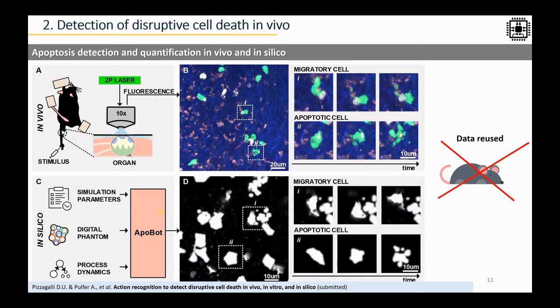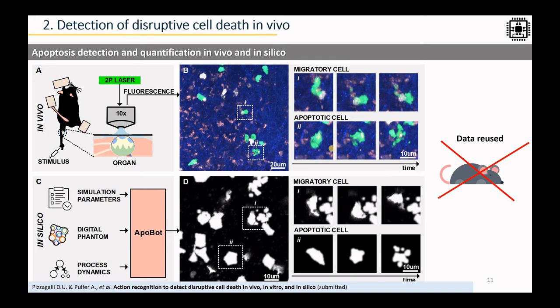To achieve this, we used a ConvLSTM architecture, which was trained using data acquired in vivo and in silico. We gave to the classifier as negative examples migratory cells, like the one that you can see in panel I, and this is instead in panel II an apoptotic cell that fragments into pieces.